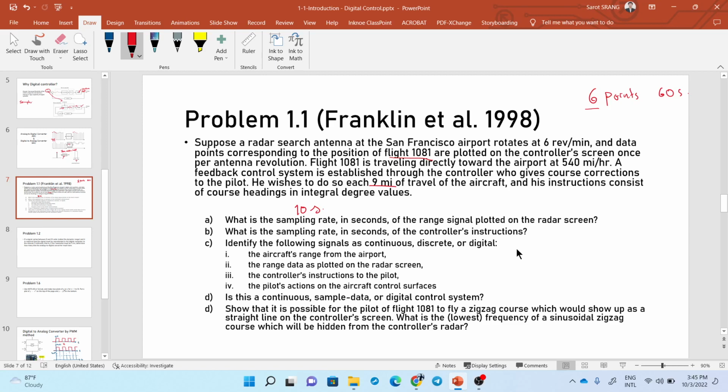So what is the sample rate? We know that the speed of the aircraft is 540 miles per hour, and every 9 miles we want to send a set of data. So 9 miles.